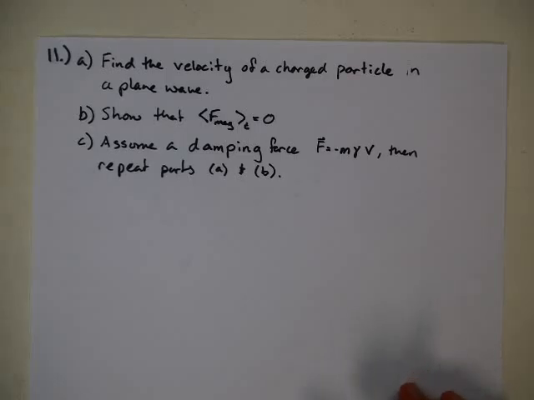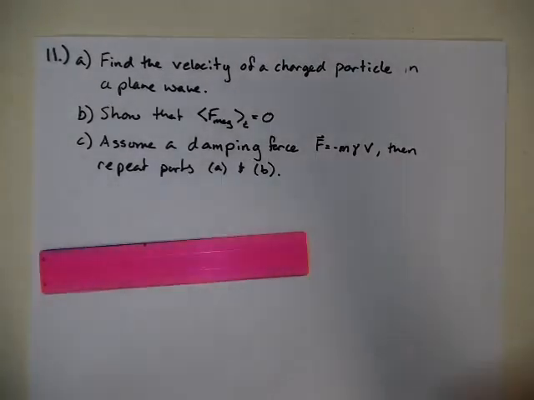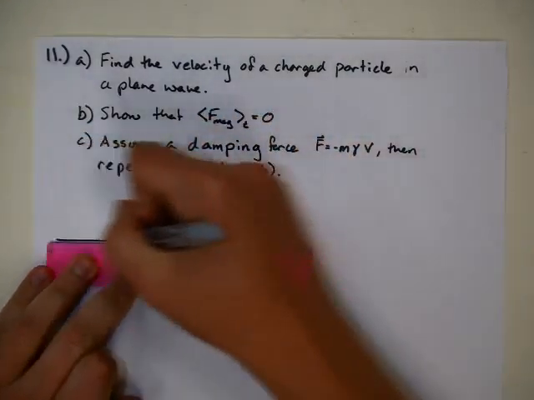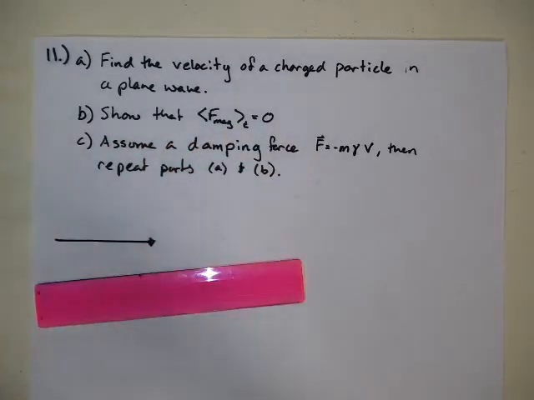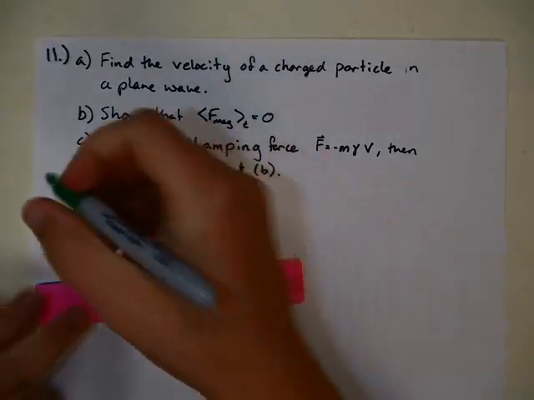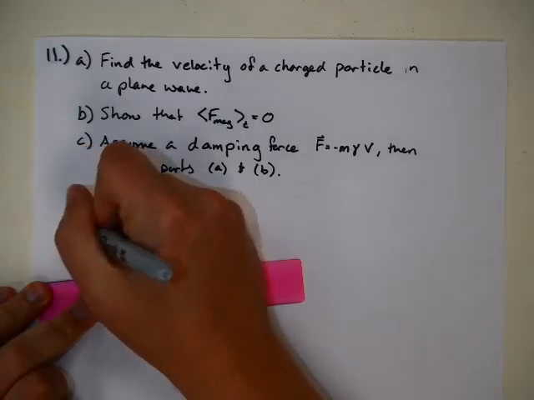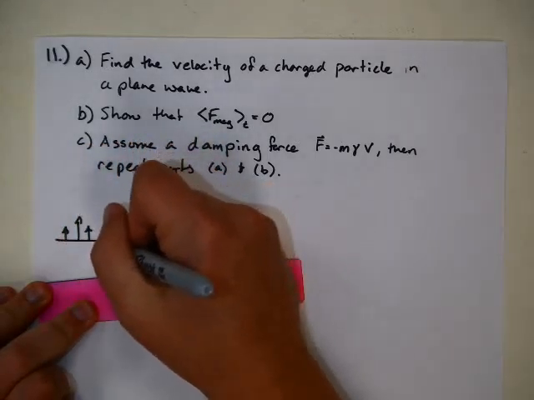In this problem, we have an electromagnetic wave that comes and hits a charged particle. And so let's draw our electromagnetic wave really quickly. So I'm going to have the electromagnetic wave come in this way. And we know that the electric field will make it polarized in the z direction.